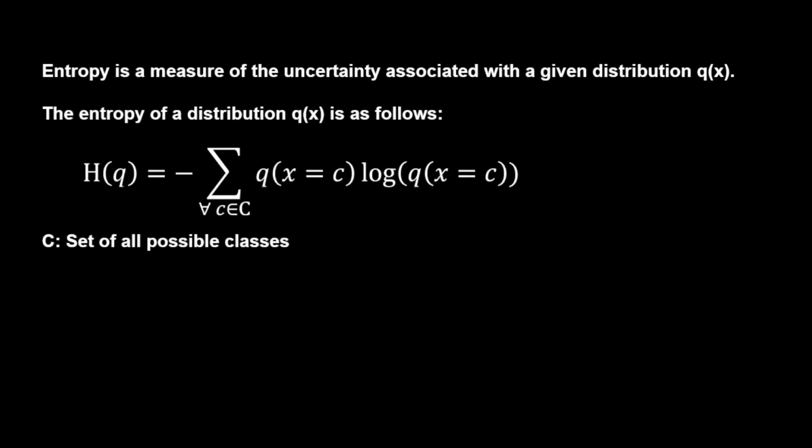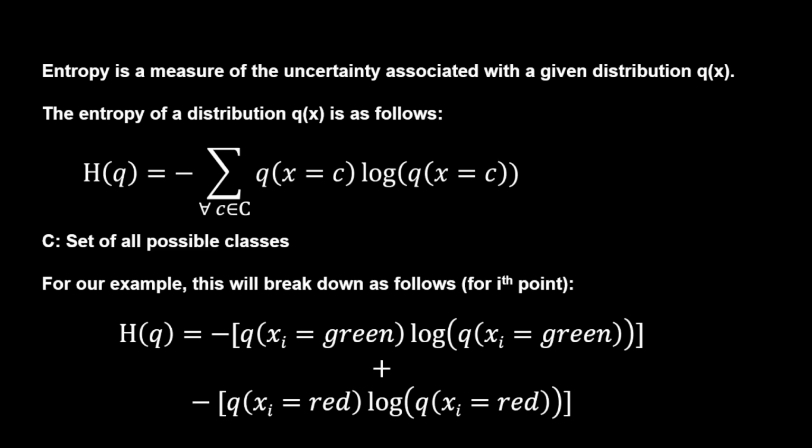From information theory, we know that entropy is a measure of uncertainty associated with a given distribution Q of x. The equation is as shown here, where capital C is the set of all possible classes. For our example, this will break down as follows. Since we have only two classes, we have only two terms inside the summation.